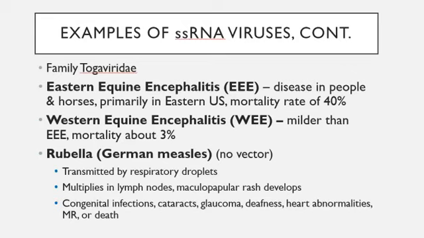Next is rubella, also known as German measles. It's transmitted by respiratory droplets. It multiplies in the lymph nodes. A maculopapular rash develops. You can have congenital infections. Cataracts can form, and there can be glaucoma, deafness, heart abnormalities, mitral regurgitation, or even death.